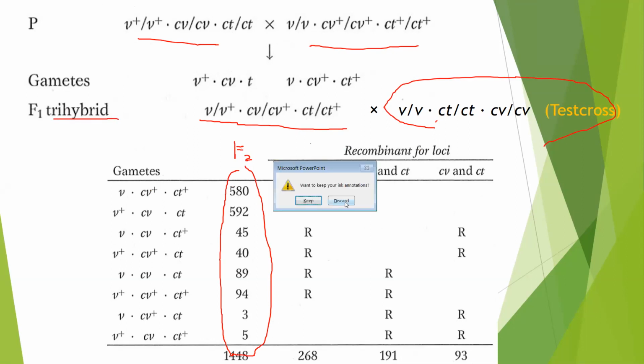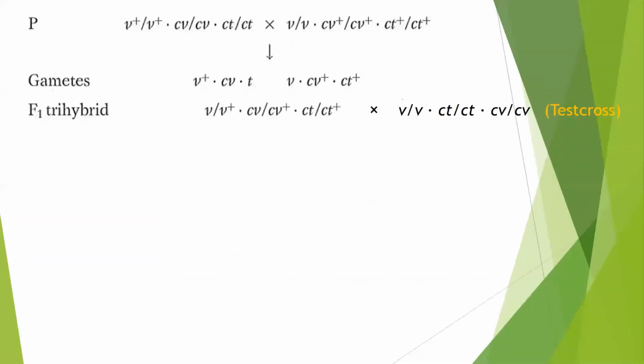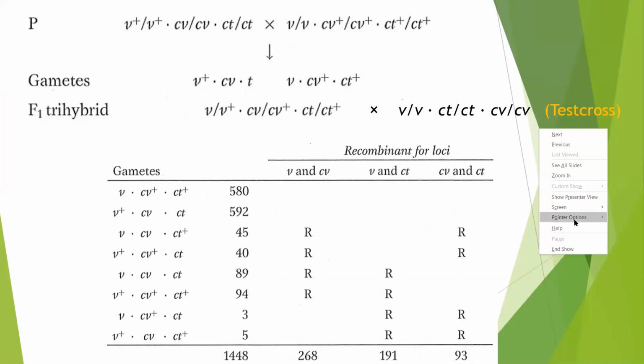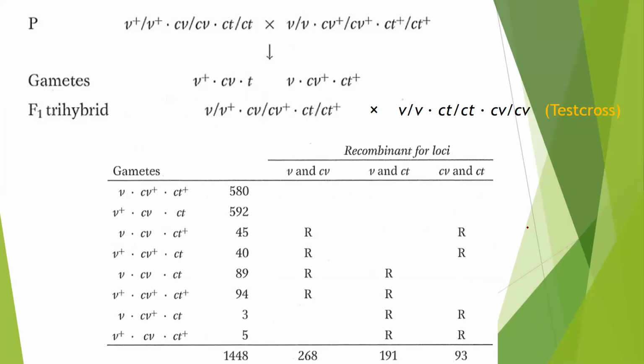Let me clear the slides first. Okay. So yes, this is a 3-gene model. It's a little bit more complicated than the 2-gene model, but we still use similar principles to help us do the genetic dissection.